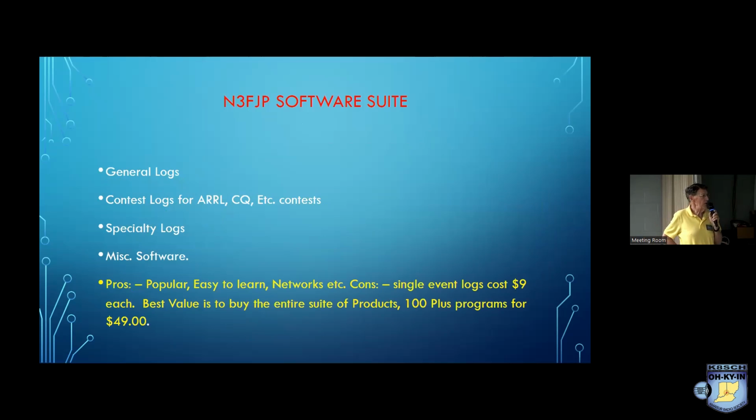And N3FJP is a software suite for general logging, contest logging for the ARRL, CQ, etc., specialty logs, and miscellaneous software. Pros, you can spend $8 or $9 for individual packages. I'd recommend, if you really want to get into N3FJP, that you buy their package, which is about 100 programs, $50. It's a one-time buy, and you're constantly covered year to year, etc. So very, very popular piece of software, N3FJP.